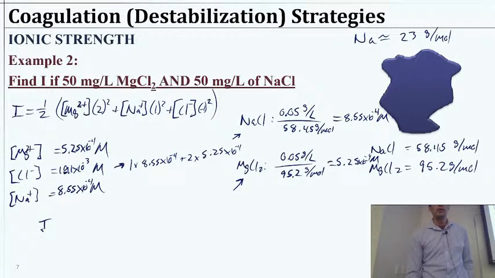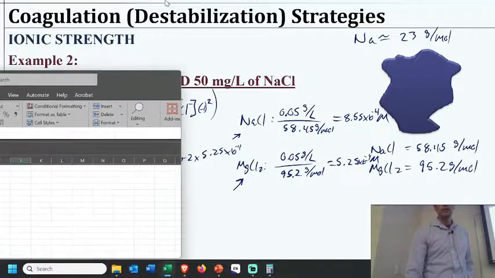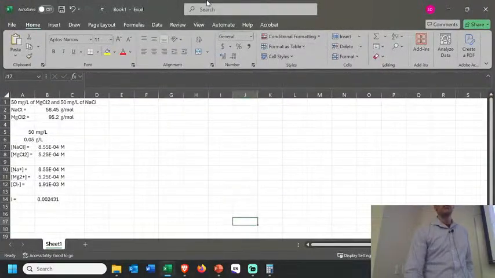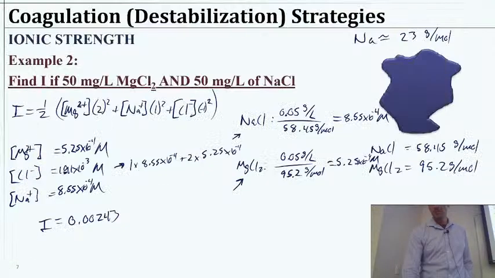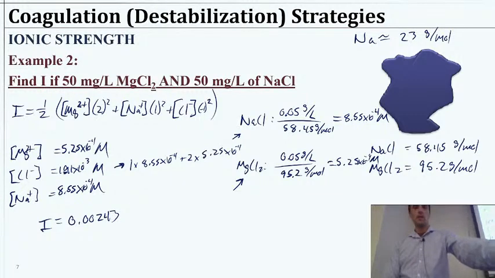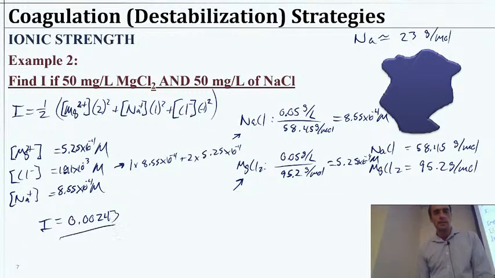And when we put all that into our equation, our ionic strength should be 0.00243. Yeah, and this time I definitely used cheat codes and used Excel, right? So I'm a little more confident using Excel. But definitely always appreciate the double checks there. Okay, so that would be the answer here.